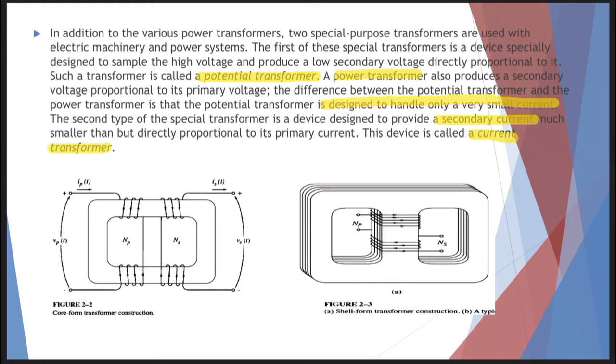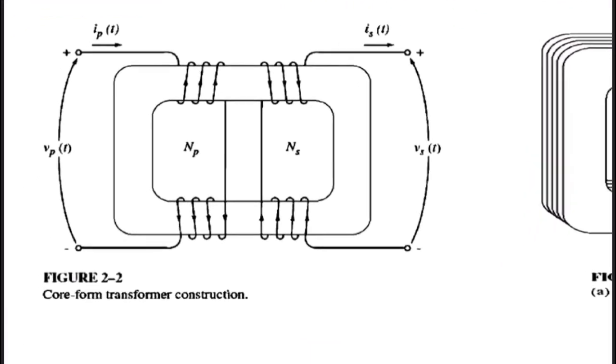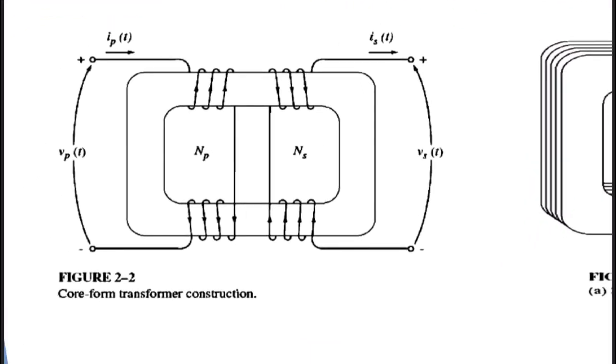So we have the potential transformer, and what else? The current transformer. Also we can see the two types of construction of the transformer here. Okay, this is the core form transformer construction.